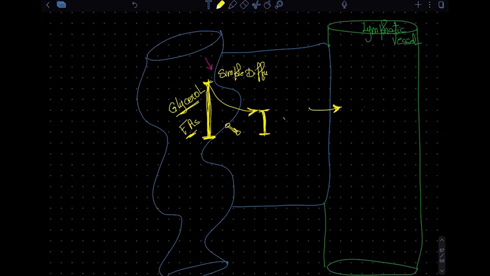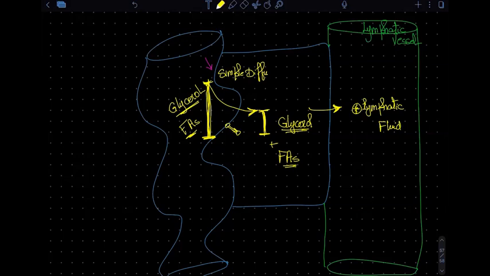But remember, the glycerol and fatty acids are lipid soluble, but they are not water soluble. So you can't get them transported to the fluid, either the lymphatic fluid or the blood, the plasma. They can't get transported directly to water because they are not water soluble.